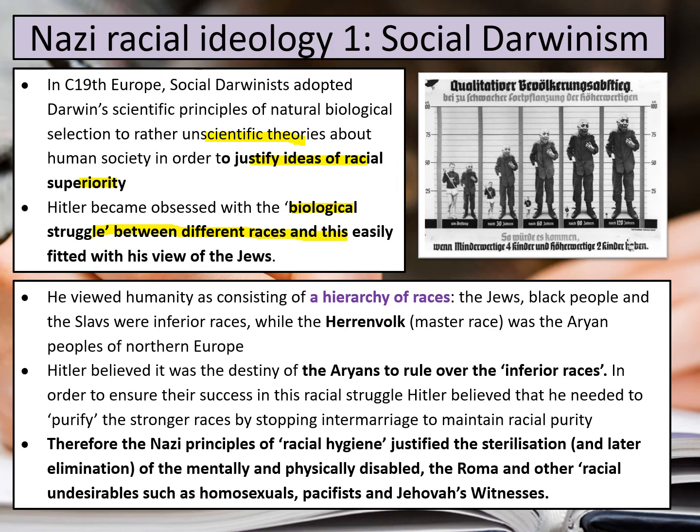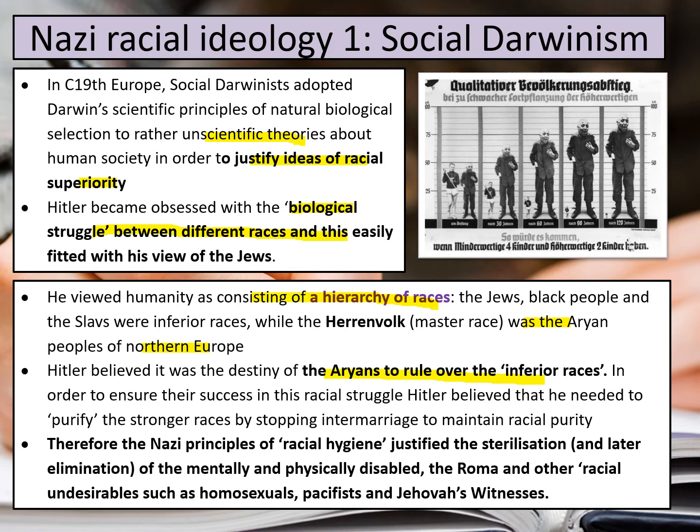He viewed humanity as consisting of a hierarchy of races, with Jewish people, black people, and the Slavs as inferior races, whilst he believed that the Aryan race was the people of Northern Europe, and he believed that it was their job to try and rule over all the so-called inferior races.